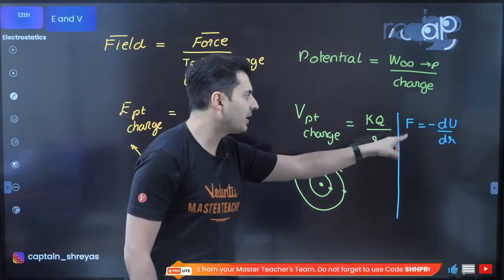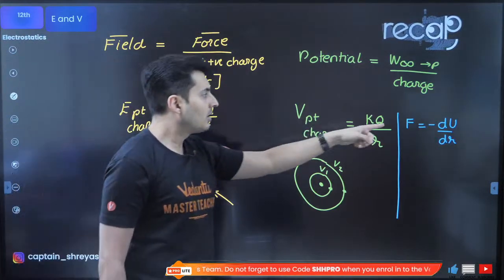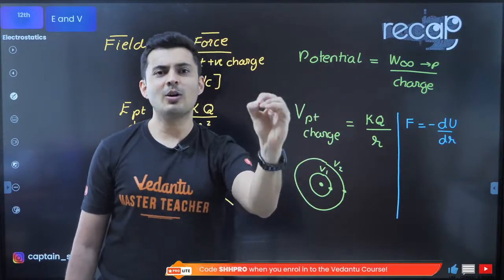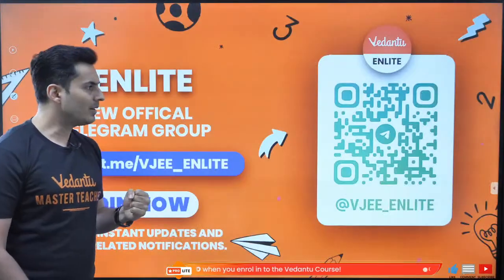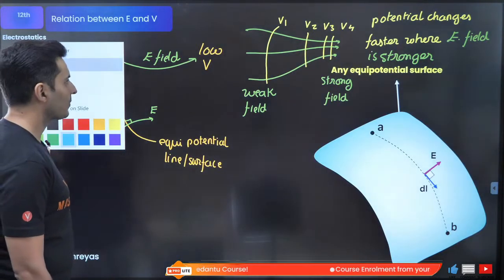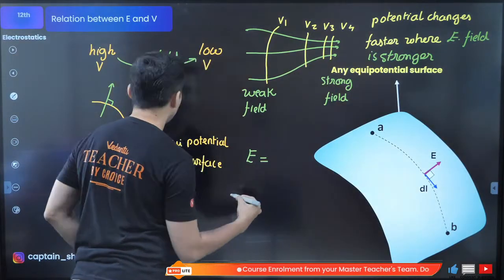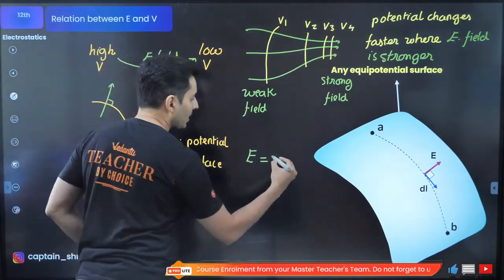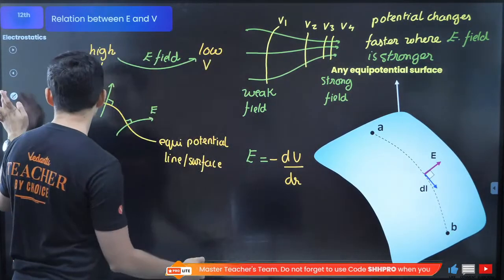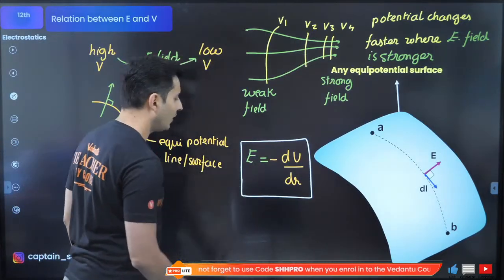So force per unit charge is field. Energy per unit charge, basically work per unit charge, is also nothing but potential. In fact, the formula comes out to be like this. Observe it now. The electric field at any point is actually given as negative du by dr. This is the formula. And why does this minus sign come? What does this minus sign stand for?